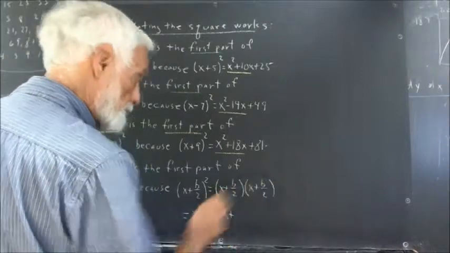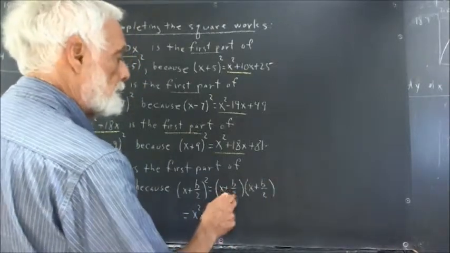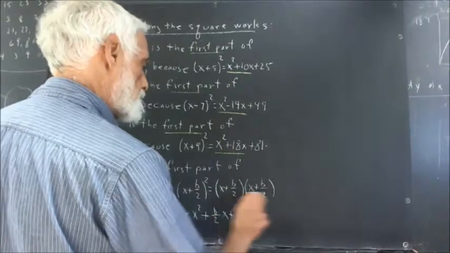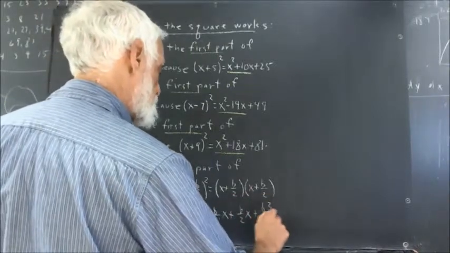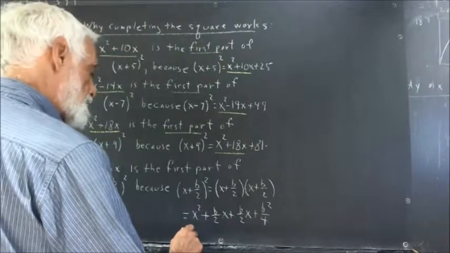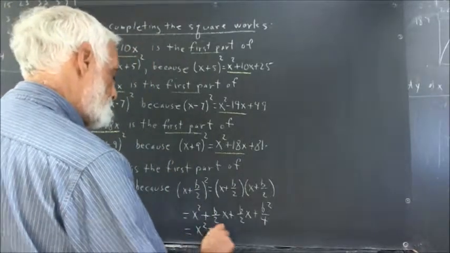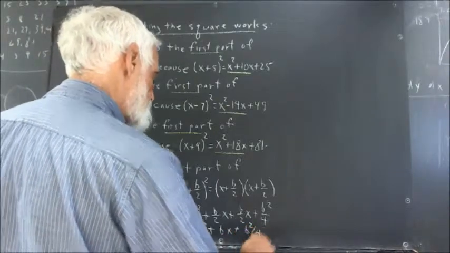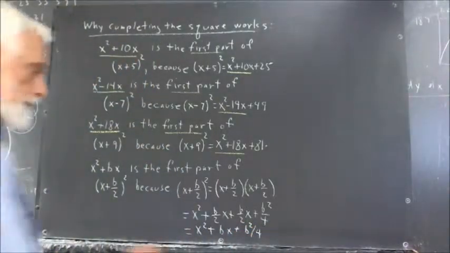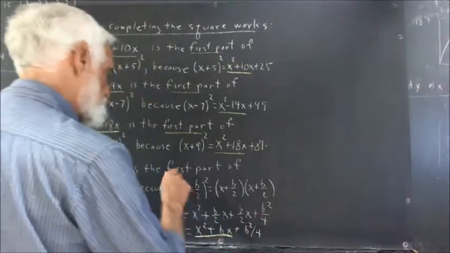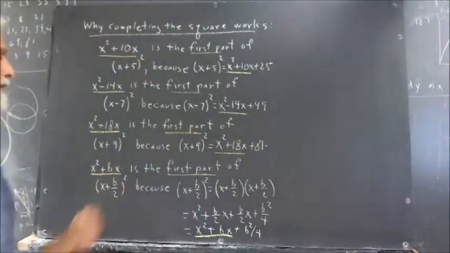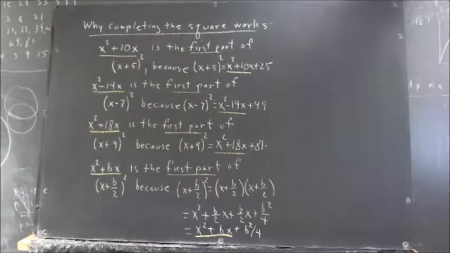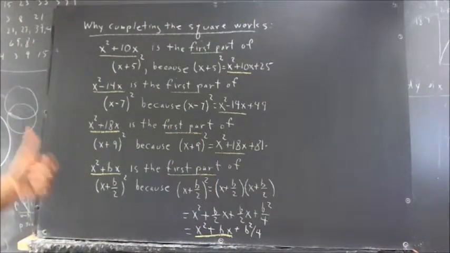x times b over 2 is b over 2 times x. b over 2 times x, of course, is b over 2 times x. And b over 2 times b over 2 is b squared over 4. And that equals x squared plus bx plus b squared over 4. And the x squared plus bx, of course, is the first part of this. And instead of first part, I could have written first two terms, which would have been mathematically more correct.